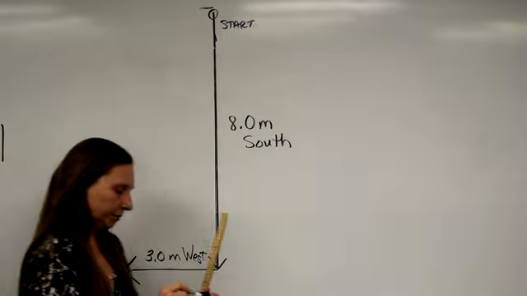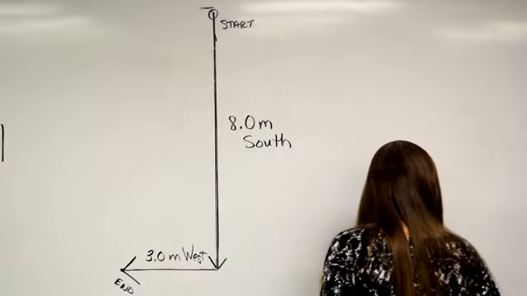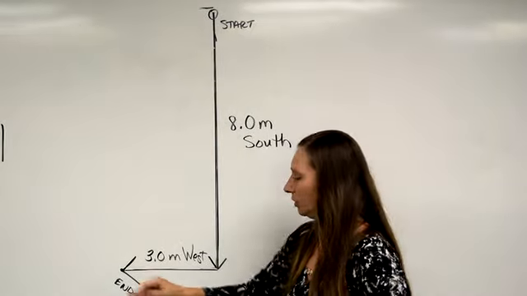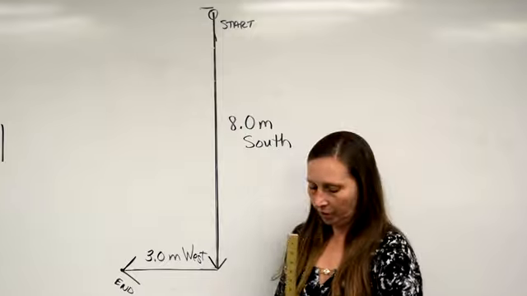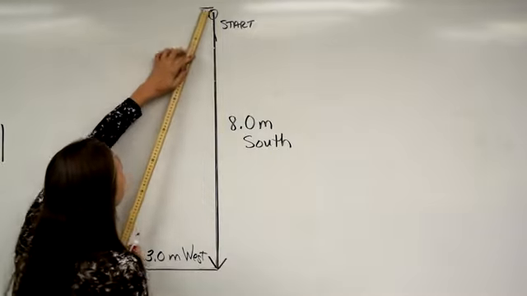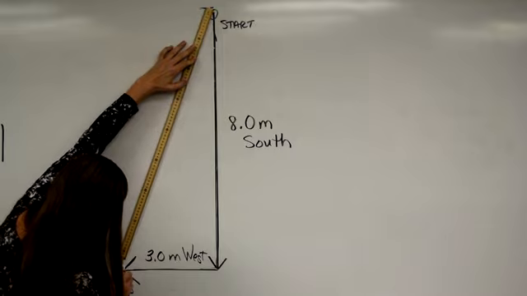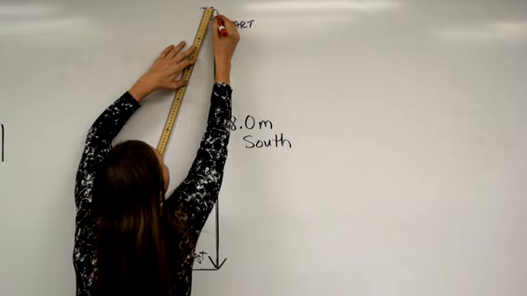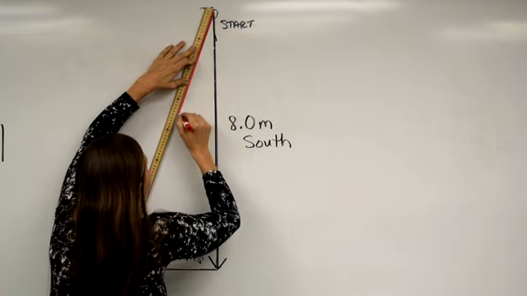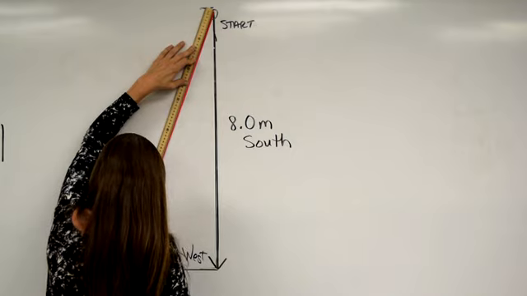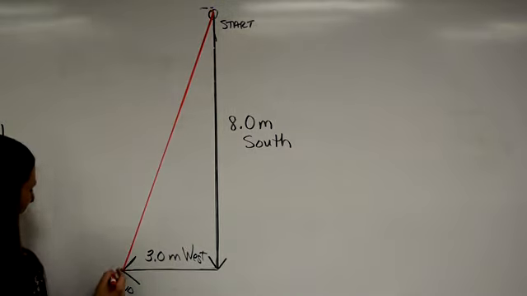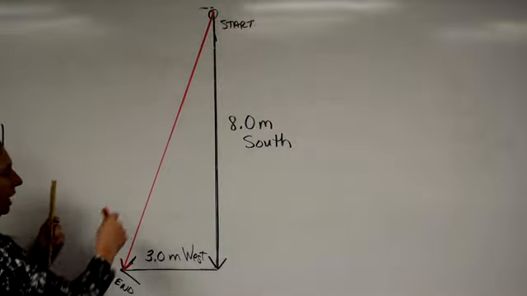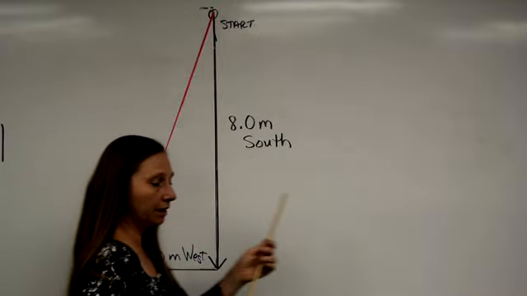Now we draw the vector that represents Marcus's displacement, straight from start to end, his change of position. He started here, he ended here. Let's draw that resultant displacement. Oh boy. Wow. Okay, that came out nice. So there's the arrow. His displacement was that way.